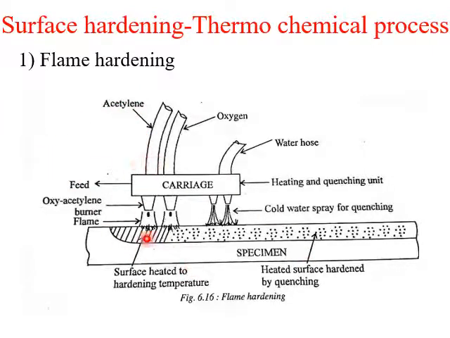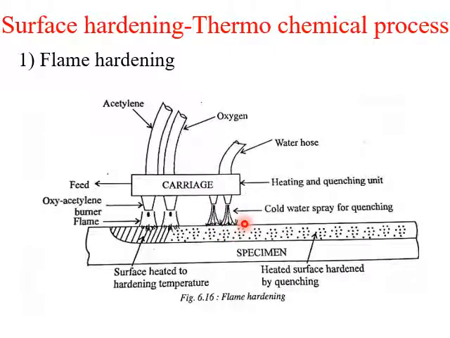So this is the specimen, and this is a carriage which carries a torch and water. If you see here, the process is going from the right side to the left side. This is the already hardened surface, and this is the surface to be hardened, which is moving this side. The water is situated beyond the oxyacetylene flame. This is the oxyacetylene flame used to heat up the surface, and this is the water which is sprayed on it.